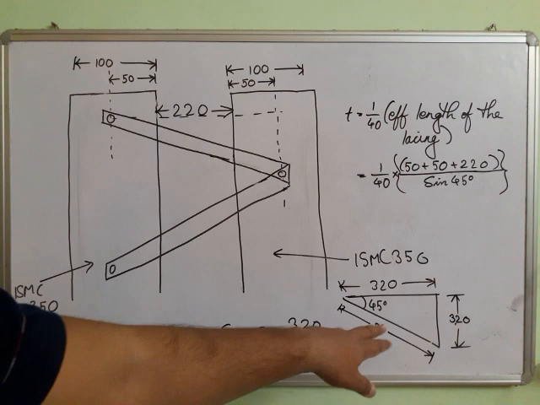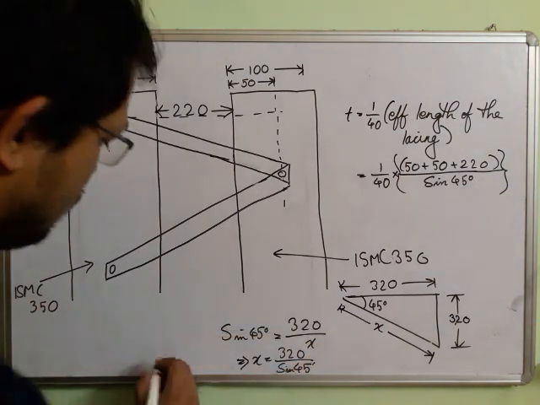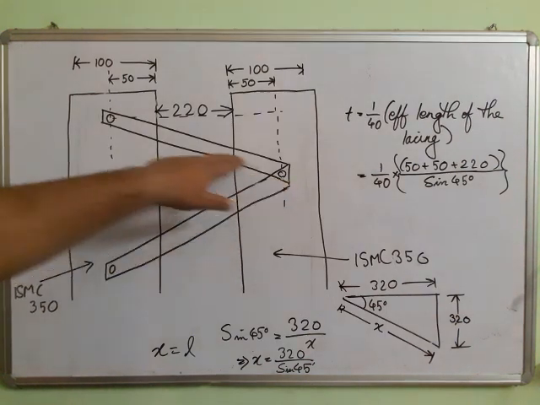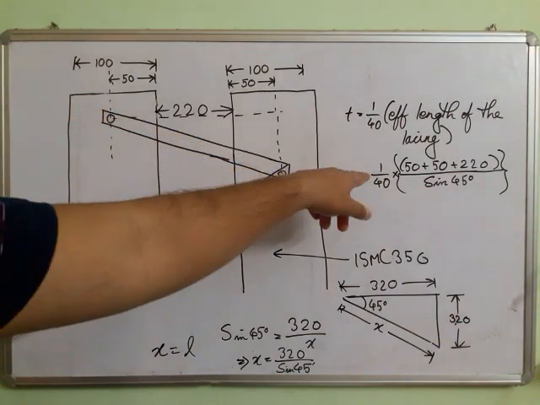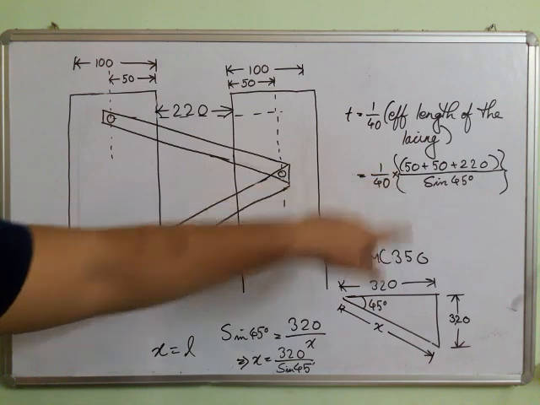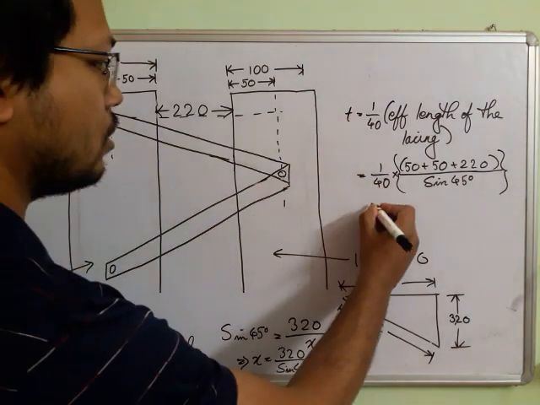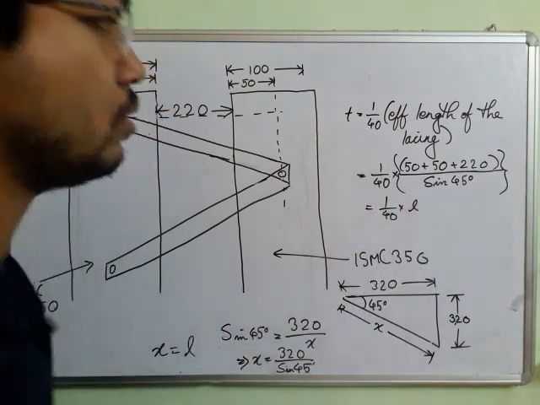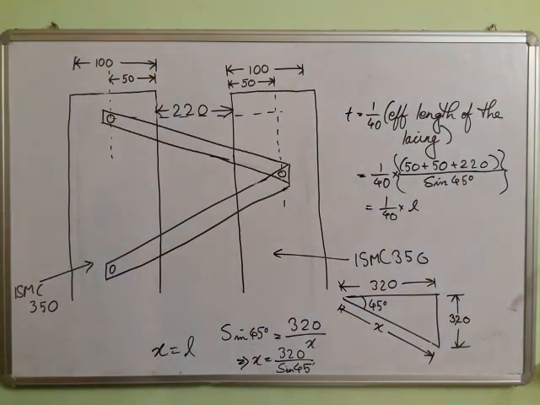So this x is nothing but L, isn't it? L is the length of the lacing. So 1 by 40 times of L. Okay. So how much do we get from here? Please calculate.